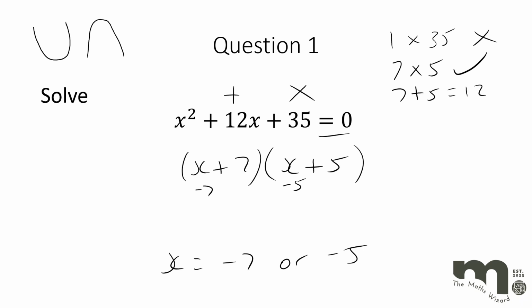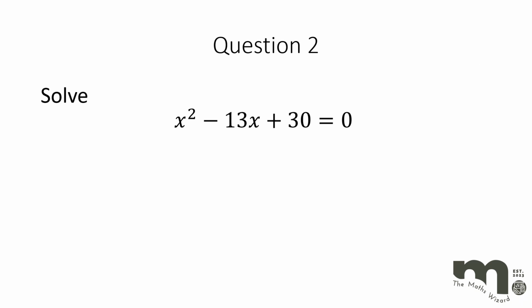Okay, so nice and easy, really. Now where it does get slightly more complicated is when it's not an addition all the way along. So you can see on this one we've got x squared minus 13x add 30, that equals 0.